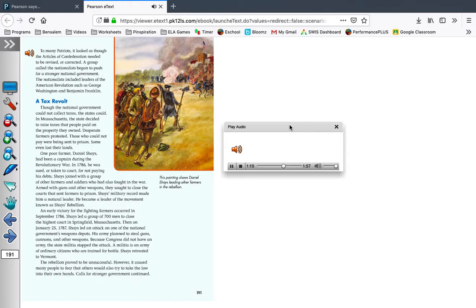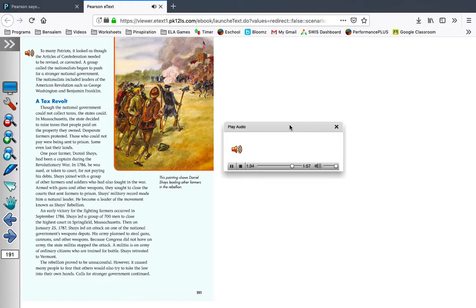An early victory for the fighting farmers occurred in September 1786. Shays led a group of 700 men to close the highest court in Springfield, Massachusetts. Then, on January 25, 1787, Shays led an attack on one of the national government's weapons depots. His army planned to steal guns, cannons, and other weapons.